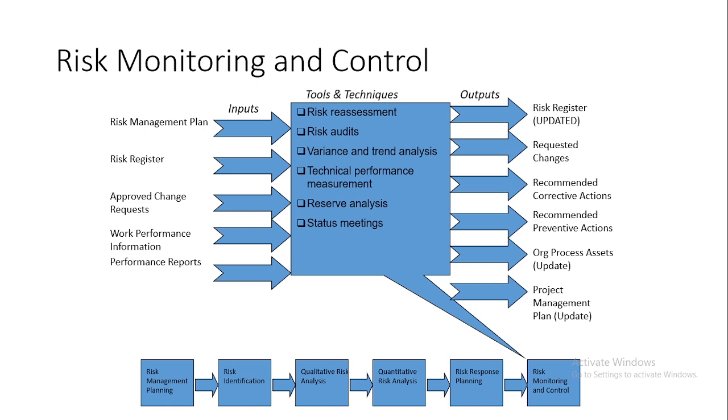Outputs, I said, are risk registers updated, risk change requests updated, recommended corrective actions from the risk audits and assessments done and status meetings. Those are your outputs. Process assessment and project management assessment.